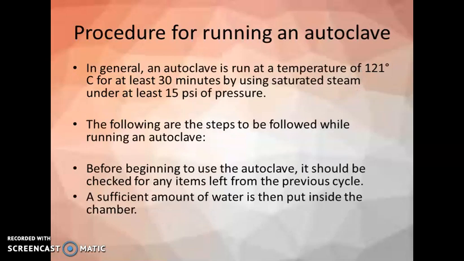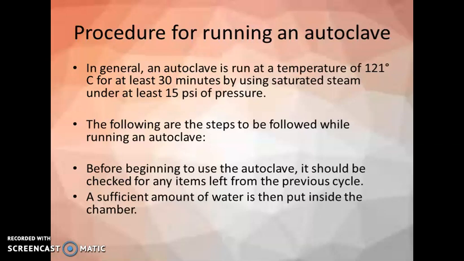Next is the procedure for running an autoclave. In general, an autoclave is run at a temperature of 121 degrees Celsius for at least 30 minutes using saturated steam under at least 15 psi of pressure. So this is the main working model. The following are the steps to be followed while running an autoclave.